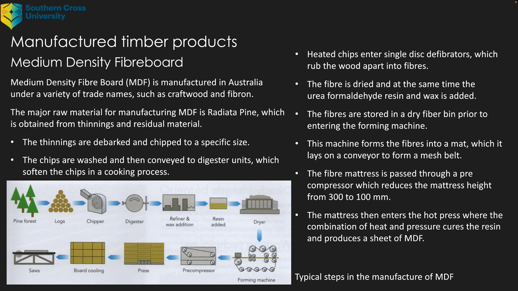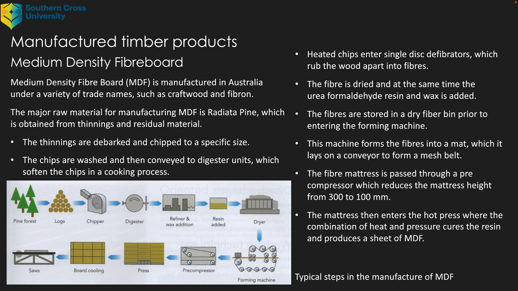So the thinnings are debarked and chipped to a specific size. They're then washed and conveyed to digester units, which soften the chips in a cooking process. So the heated chips now enter single disc defibrators, which rub the wood apart into fibres. The fibre is dried, and at the same time, the urea formaldehyde resin and wax is added.